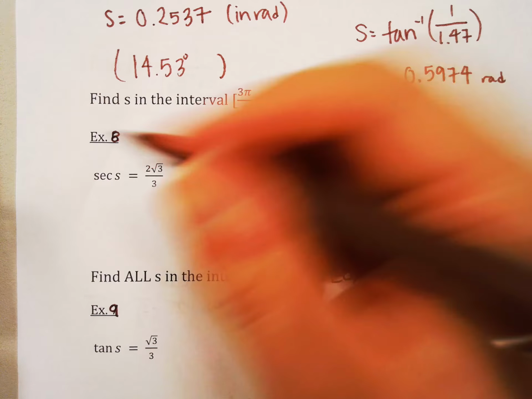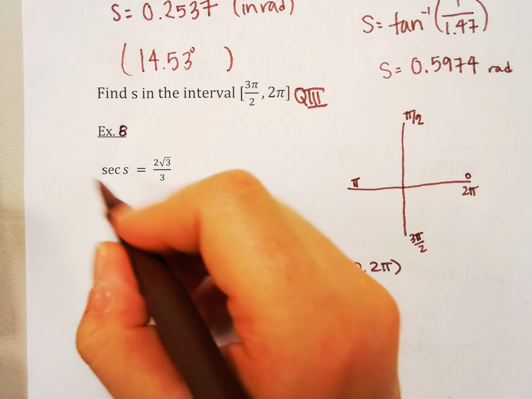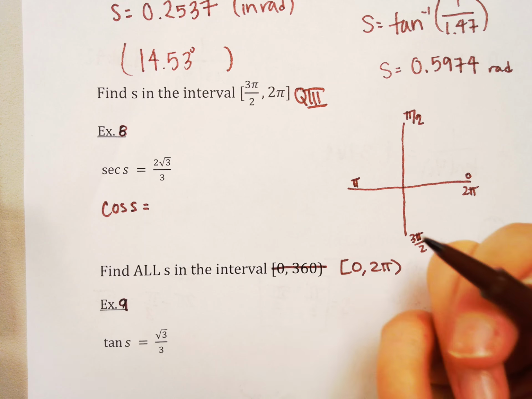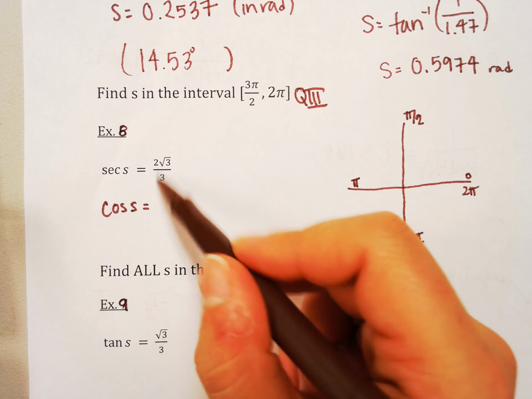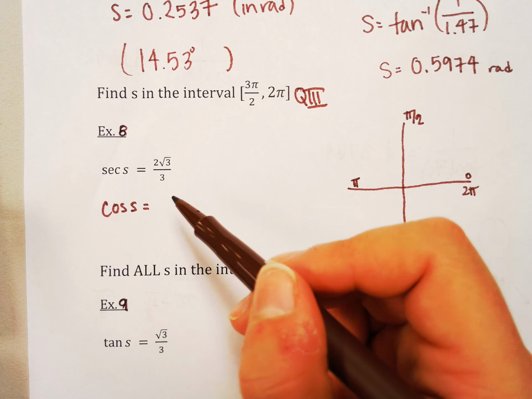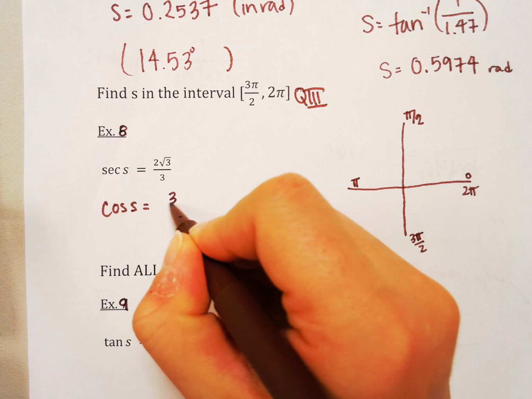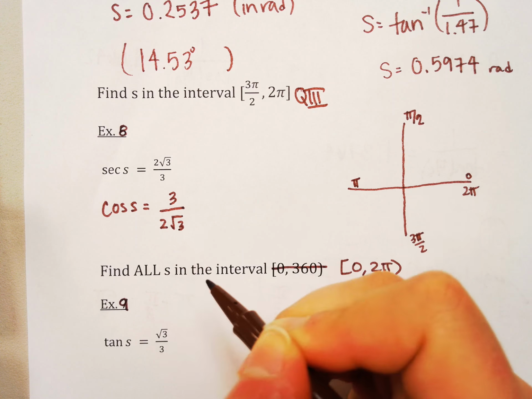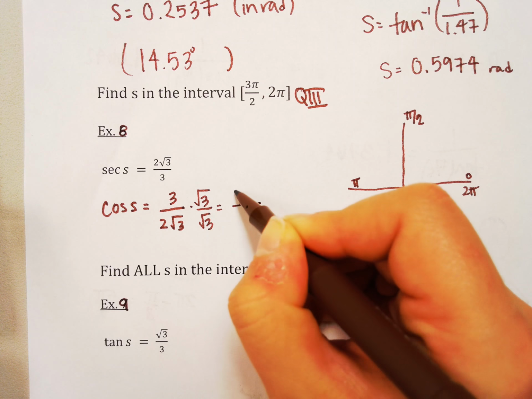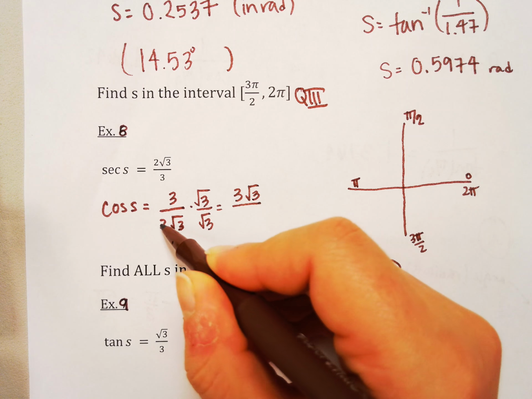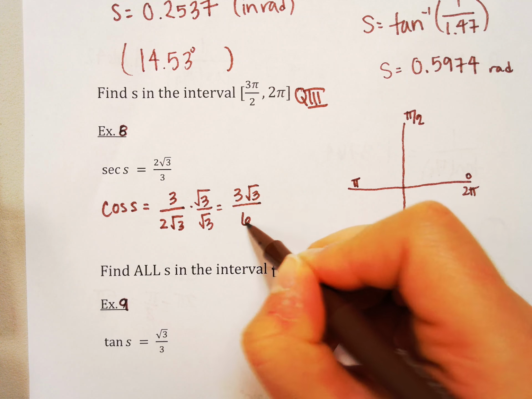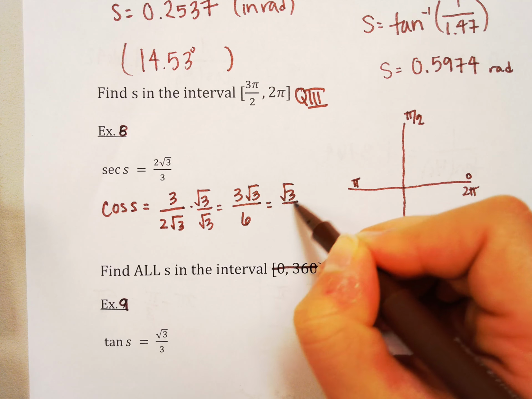So I'm looking for secant of s is equal to 2 root 3 over 3. If I'm looking for secant, that means that I'm really dealing with cosine. Now, if you don't remember this ratio, or how this rationalized or came from the unit circle ratio that we know, you could flip it like we do normally, and then rationalize again. So I'd multiply by root 3 over root 3, and I'd get 3 root 3 on top here. And then 2 root 3 times root 3 is 3, so 2 times 3 is 6. And then that would reduce down to root 3 over 2.